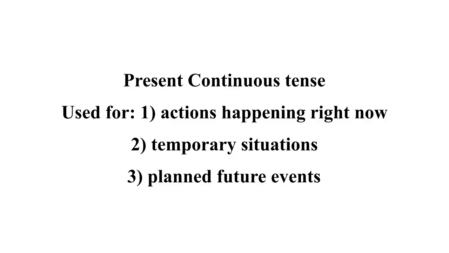Okay, let's move on with the next one, present continuous tense. And you see here that we use it for 3 reasons. Actions happening right now, so what you are doing right now will be present continuous tense. Temporary situations, so it's currently true, but it may not be true later. And planned future events. This is a little bit confusing, but we do use present continuous to talk about a future event. That is a little bit confusing, but we'll give an example later.